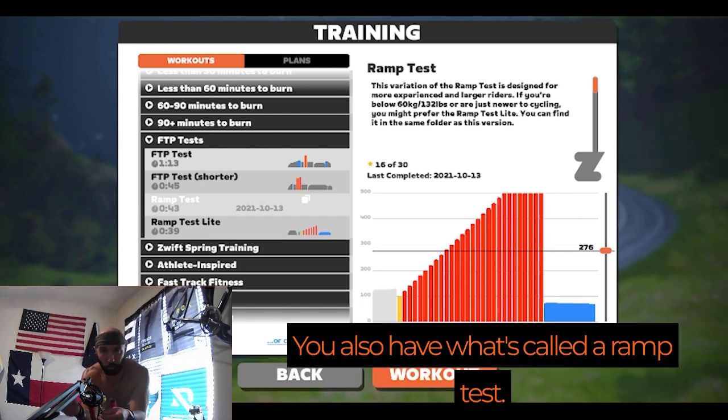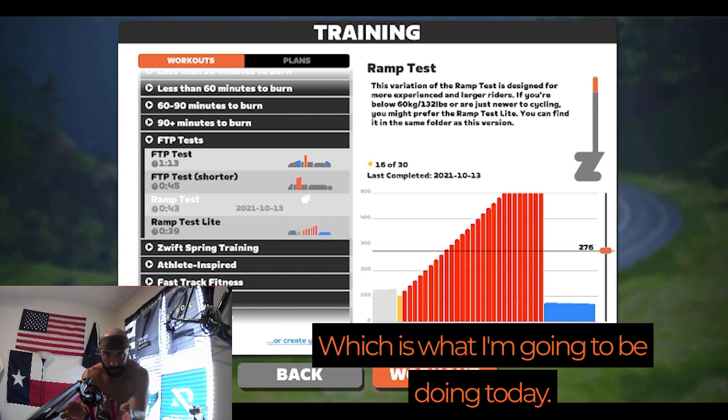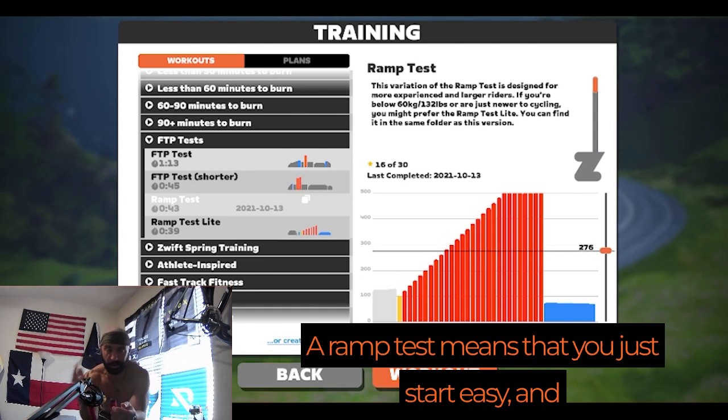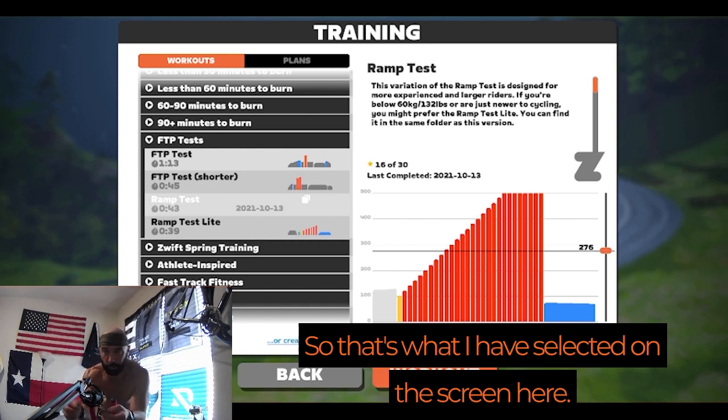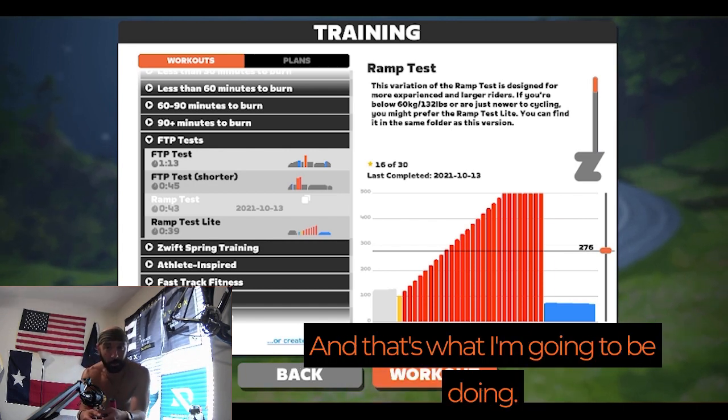You also have what's called a ramp test, which is what I'm going to be doing today. A ramp test means that you just start easy, and every minute you're increasing by X number of watts. So that's what I have selected on the screen here, and that's what I'm going to be doing.